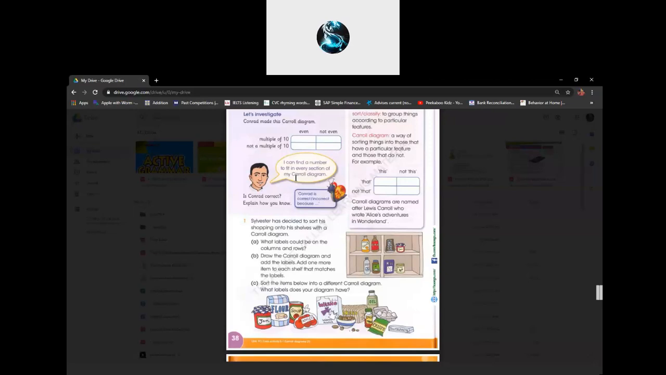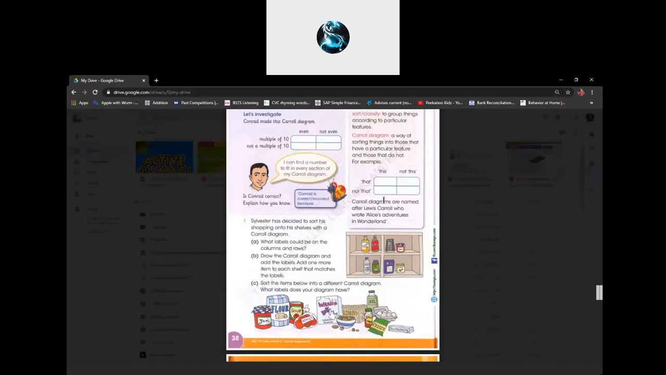Sylvester has decided to sort his shopping onto his shelf with a Carroll diagram. What labels could be on the columns and rows? So he could put sauces. I would say sauces on the first one, second one cooking items, third one drinking stuff, and fourth one spices.